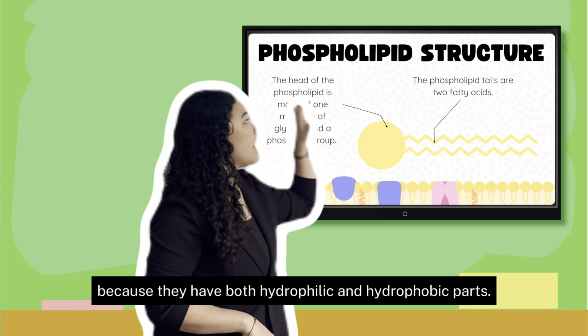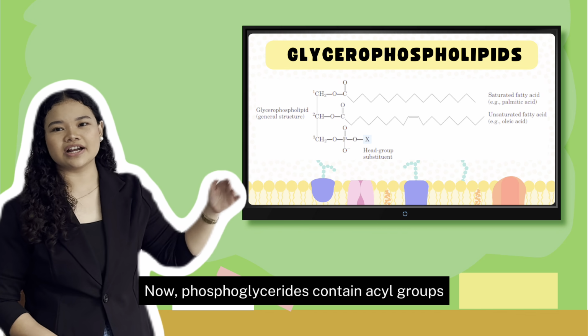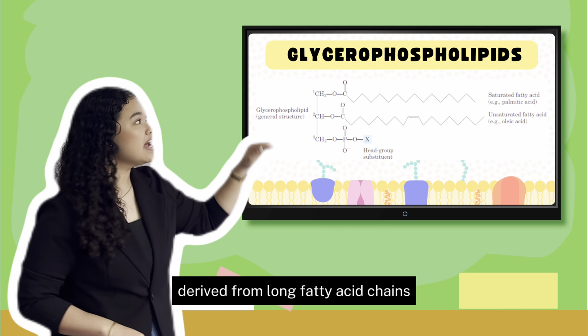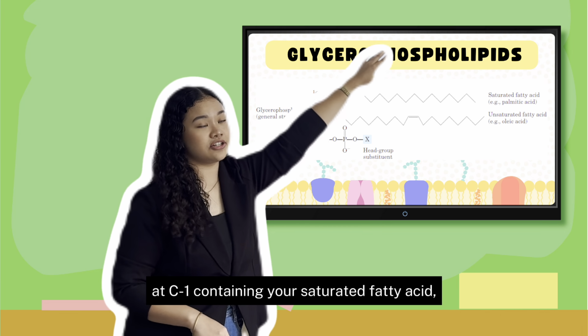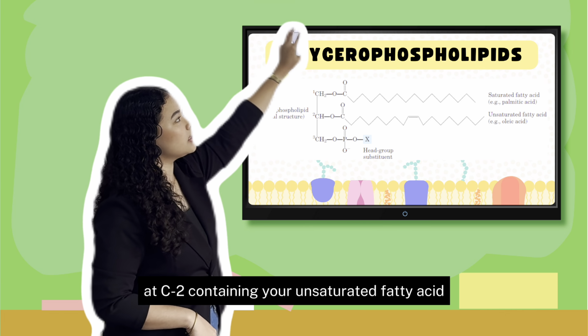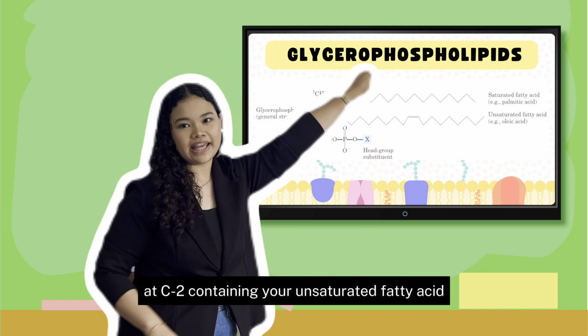Let's take a look at this example here. This one is your glycerophospholipids or your phosphoglycerides. The thing about phosphoglycerides is that they are the most abundant membrane lipids. Now, phosphoglycerides contain acid groups derived from long fatty acid chains at C1 containing your saturated fatty acid, at C2 containing your unsaturated fatty acid, and at C3 they are joined by a glycerol through a phosphoester bond. So do you have any questions or clarifications?